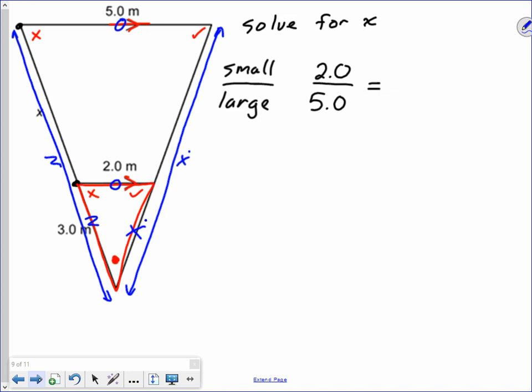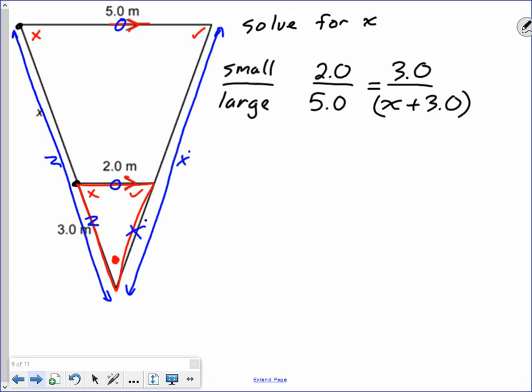Over on the right-hand side, the ones that are marked with the squiggles, in the small triangle, we've got a side that has a length of 3. This big long side, going from the top all the way down to the bottom, is x plus 3. These two sides, those two portions added together. All right, this is the proportion that we want to solve.